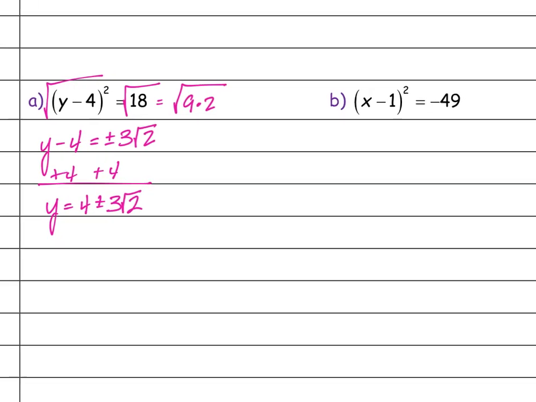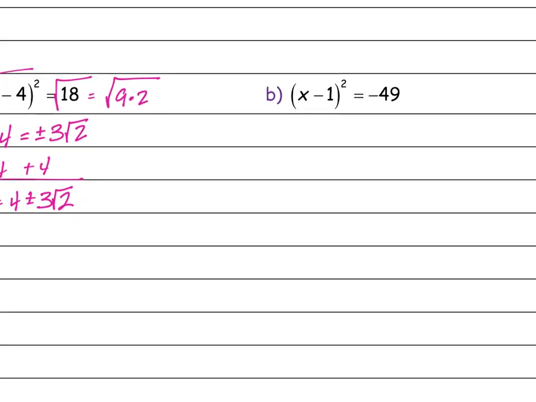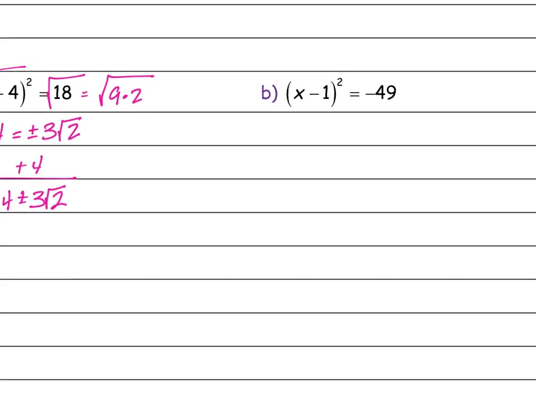Nice. Okay, we're going to do the same thing on number B. Square root it. So I get x minus 1 equals plus or minus 7i. Add 1 to both sides, so x is going to equal 1 plus or minus 7i. Yeah, good, Emma. Okay, and everyone who's put an answer into the chat box is good so far.